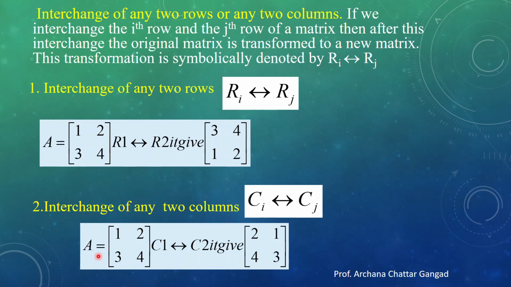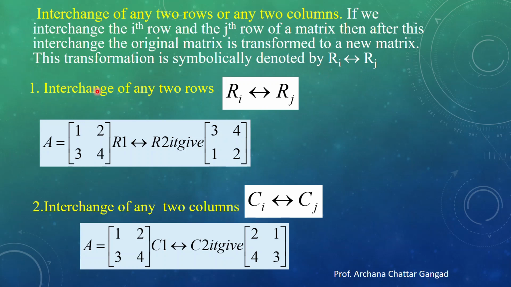Now see one by one. First one, interchange of any two rows or any two columns. That means if we interchange the ith row and the jth row of a matrix, then after this interchange the original matrix is transformed to a new matrix. This transformation is symbolically denoted by this symbol, Ri both side arrow Rj.